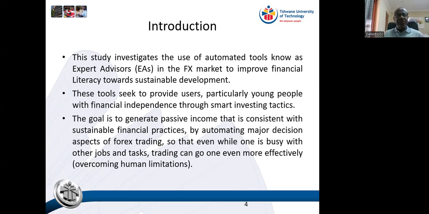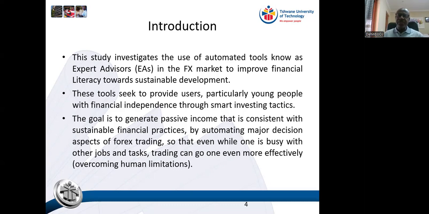As a way of introduction, first we'll start by defining what is called expert advisors in the realms of financial trading. These expert advisors are automated tools that can assist traders in trading towards enhancing their literacy so that towards the end of the day, we can have a sustainable development in the society. So these tools seek to provide users, especially young people, with financial independence through smart investing tactics. And the ultimate goal is to generate passive income that is consistent with the sustainable financial practices.